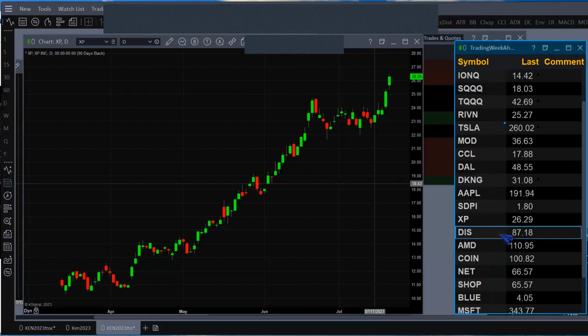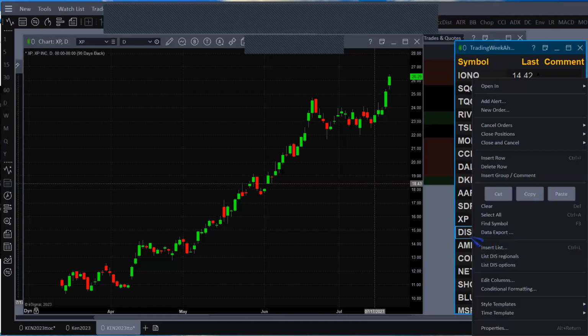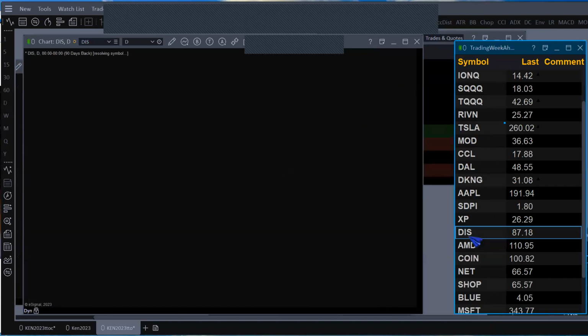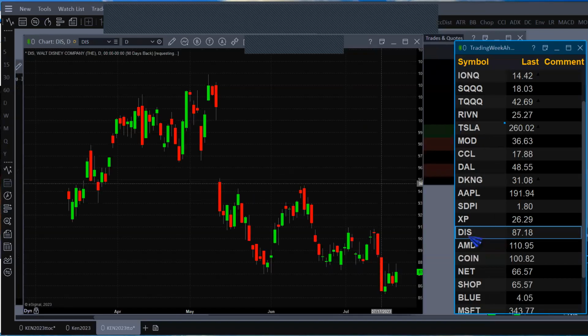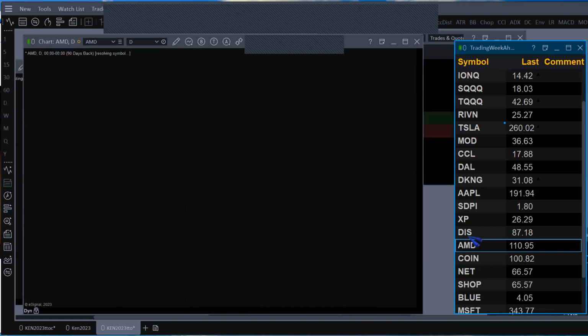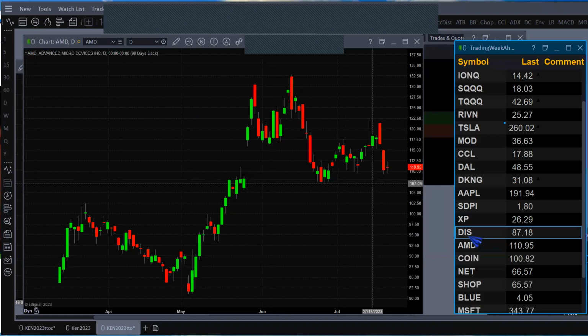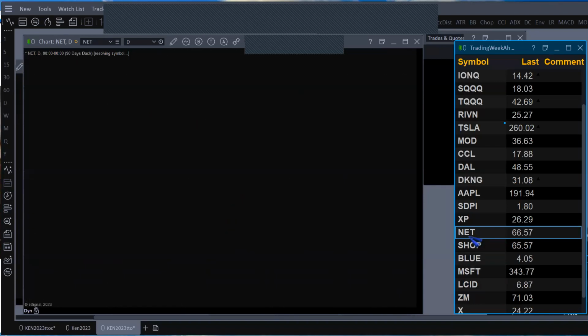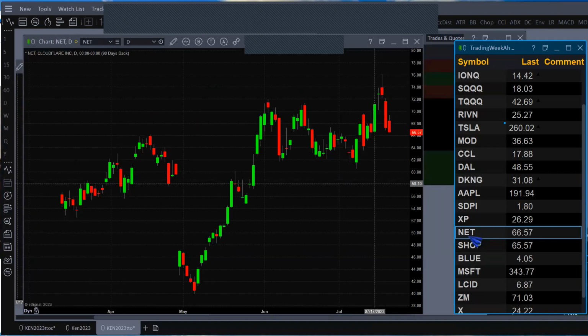All right, next up. Let's see these charts. Disney, that's not a good chart. AMD. Wow, that's a horrible chart. We looked at Coinbase. NET, that's a terrible chart.